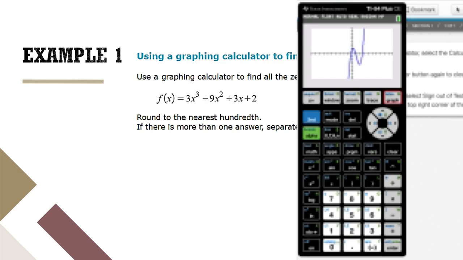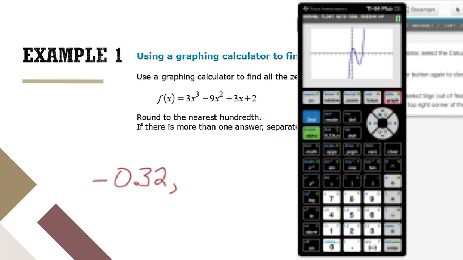And then I have to go back to about the 0 and then make sure I go a little bit to the right. Press enter and enter. So the first 0 I have here is at about negative 0.32. Now we have a couple more here, so let's keep walking our way through them.